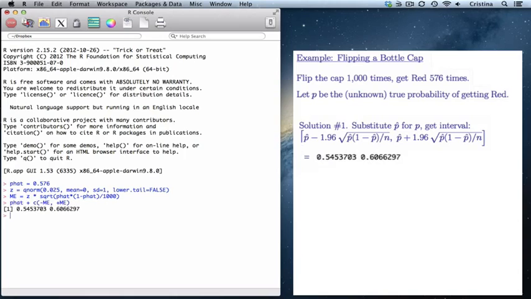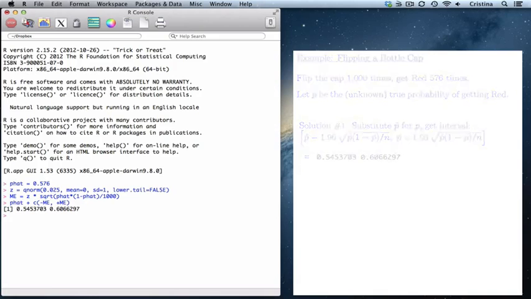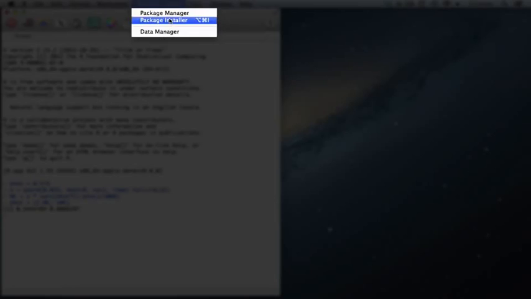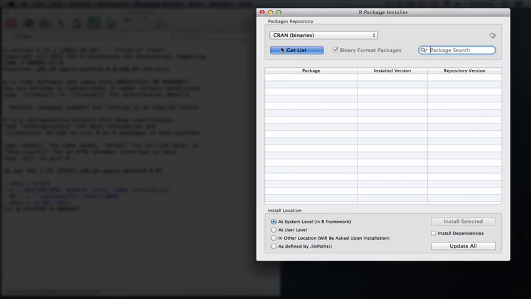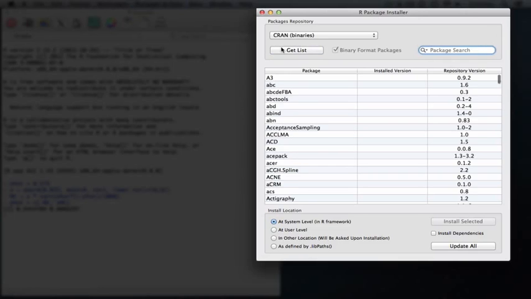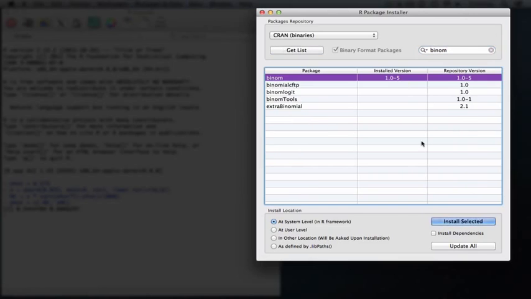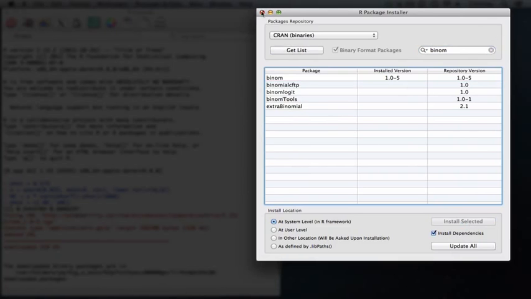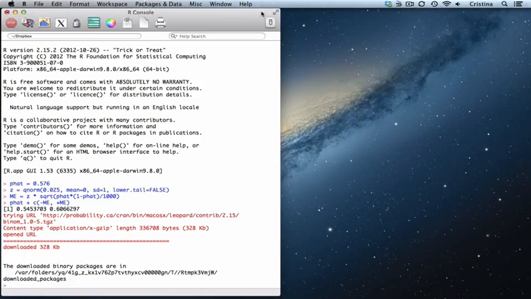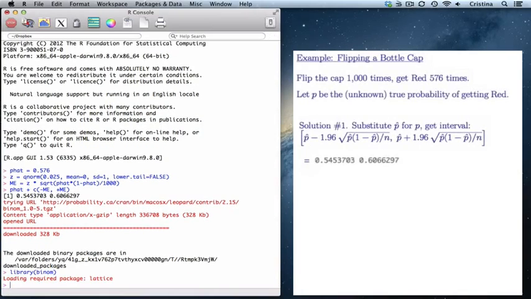We could alternatively use a function called binom.confint from the binom package. Let's install the package first by navigating to Packages and Data, Package Installer, and search for the package binom. Install the package and all of its dependencies, and then load it using the command library(binom). Now the binom.confint function is available to us.